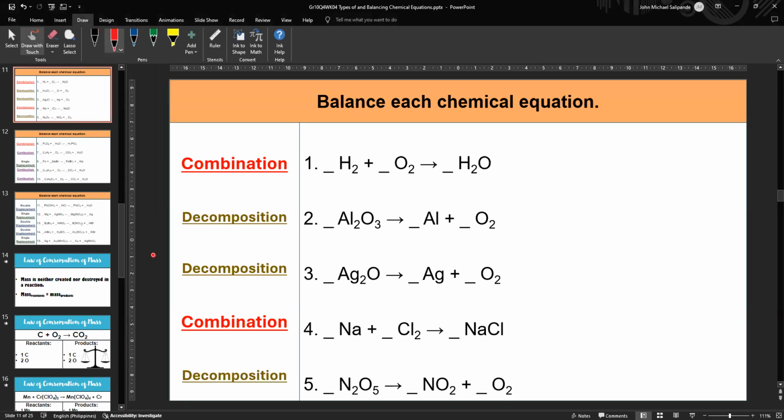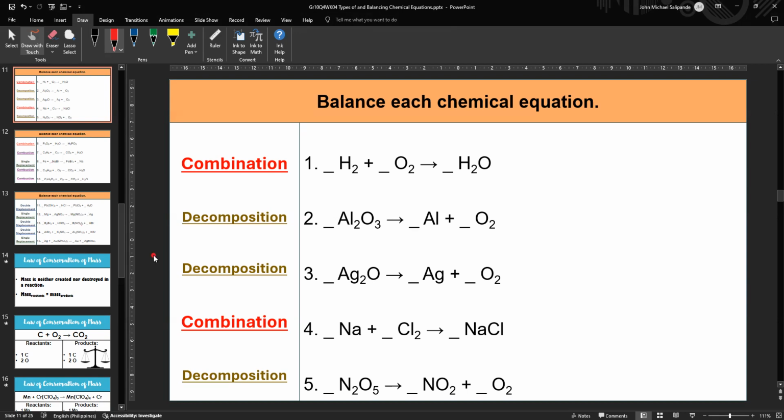So, ang goal natin in balancing chemical equation is to make sure that the number of the atoms of the individual elements on the reactant side, on the left side, are equal to the number of the atoms of the individual elements on the right side. Okay? So let's start with number one.